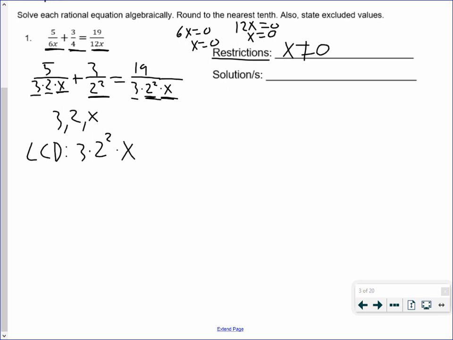So when I multiply this all out, 3 times 2 squared is going to be 12. 2 squared is 4. 4 times 3 is 12. So our LCD is 12x.